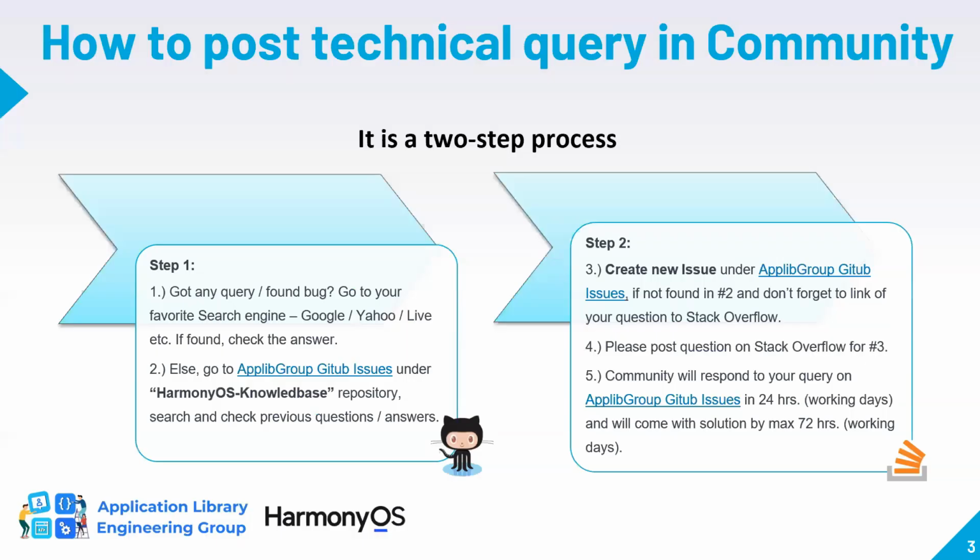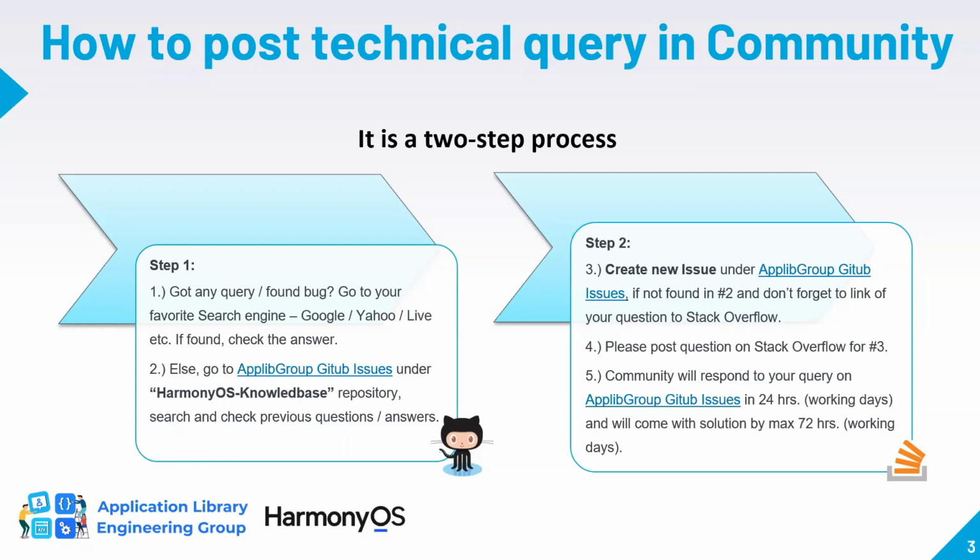So today we are going to discuss a very simple topic: how to post technical queries regarding development in the community. This is a two-step process. As soon as you find any bug or query, you have to visit your favorite search engine. It can be Google or Yahoo or whatever you are comfortable with. Go there and type your search. Go to the search results and check if you found any relevant answer. If you found it, you're good to go ahead.